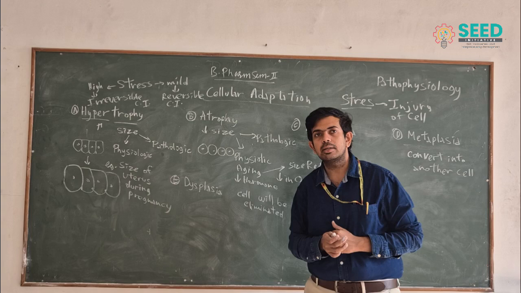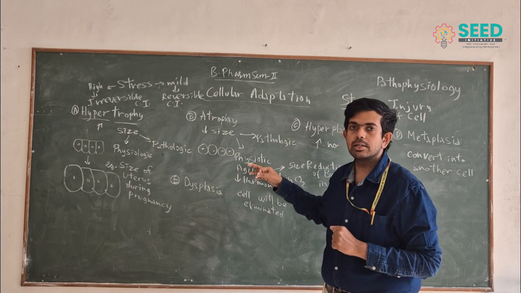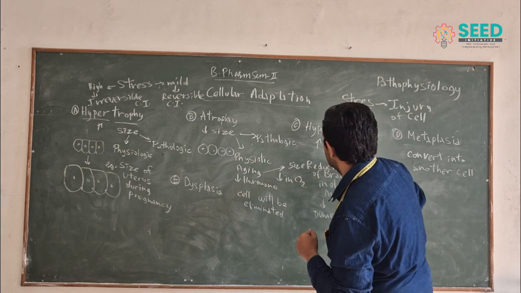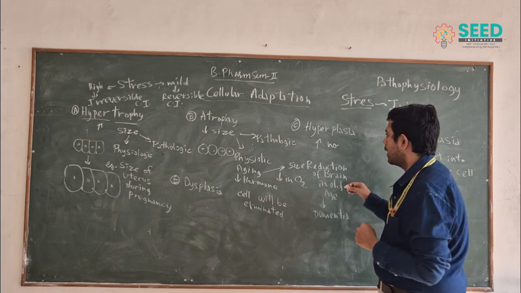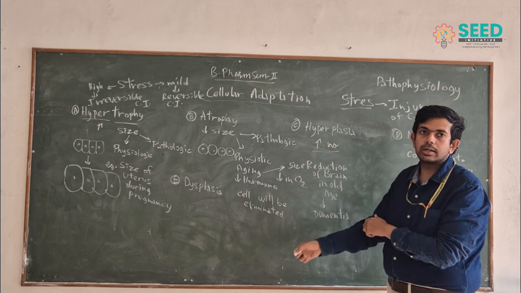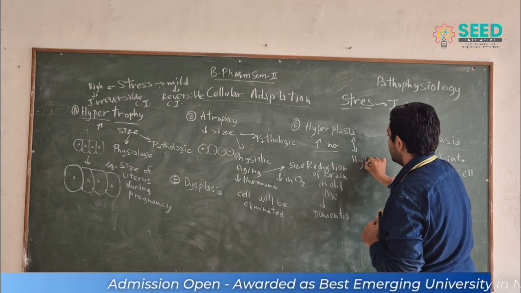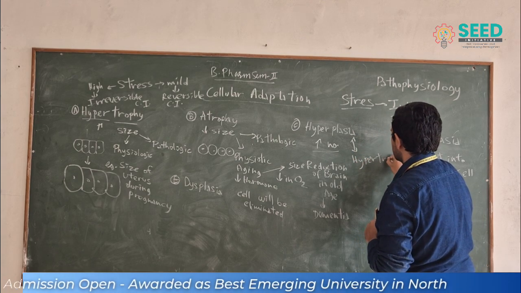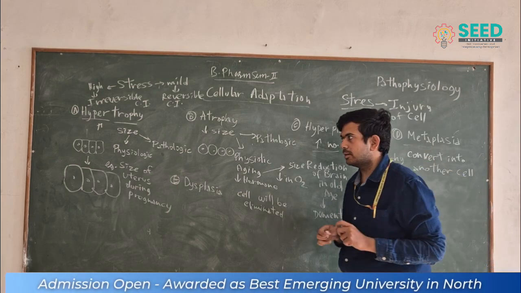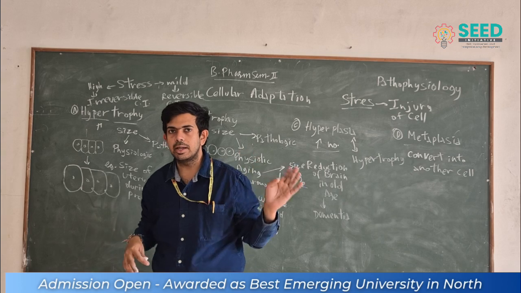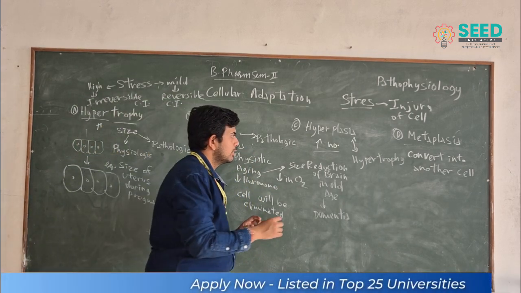Next is pathological. This means that some disease is occurring and the size of the cell is reduced. Third adaptation is hyperplasia. Hyperplasia means that the cell will increase its count. You have to remember that hyperplasia and hypertrophy both occur simultaneously. So it does not happen that the cell will increase only its size or only its number. This phenomenon will occur at the same time.